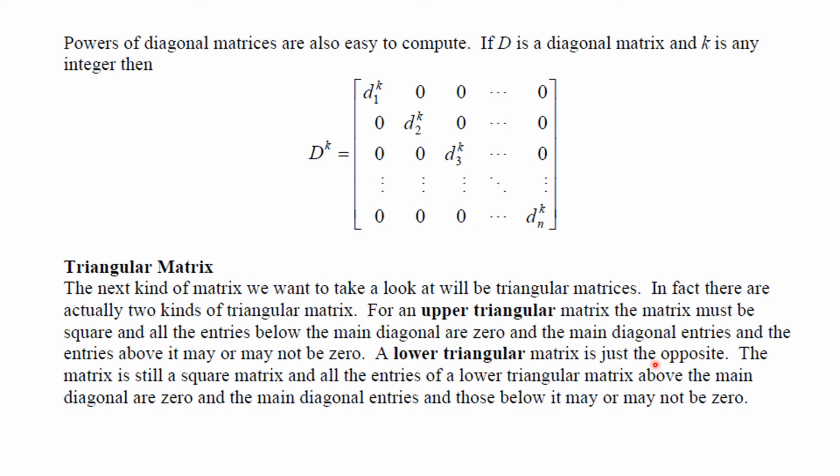A lower triangular matrix is just the opposite. The matrix is still a square matrix, and all the entries of the lower triangular matrix above the main diagonal are zero, and the main diagonal entries and those below it may or may not be zero.